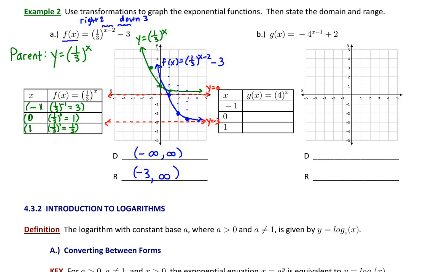So the domain of an exponential function will always be -∞ to infinity. The range will be dependent on the location of that asymptote. And remember, you can check all of that information with your calculator. Let's look at our next example.